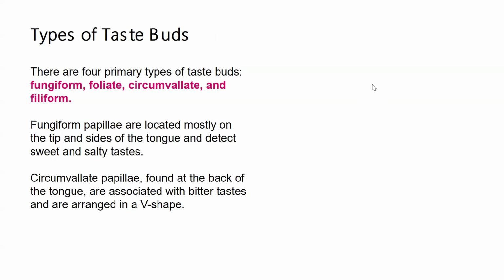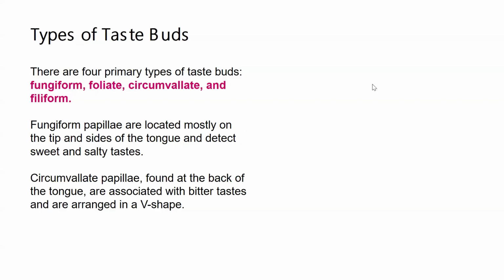So then, in addition, ladies and gentlemen, we have circumvallate papillae. The circumvallate papillae are found at the back of the tongue and are associated with bitter tastes and are arranged in a V shape.